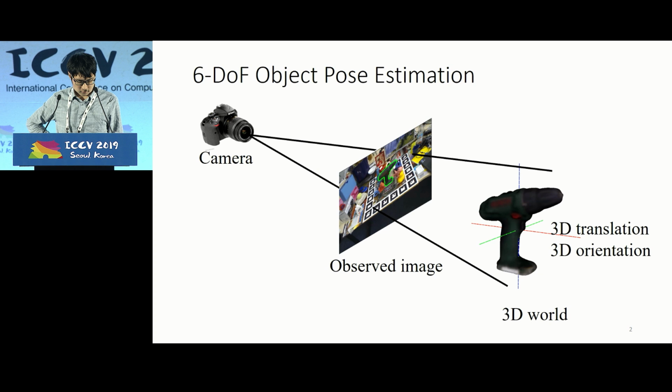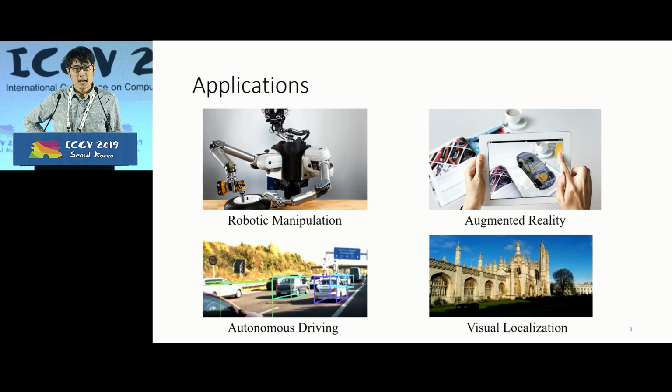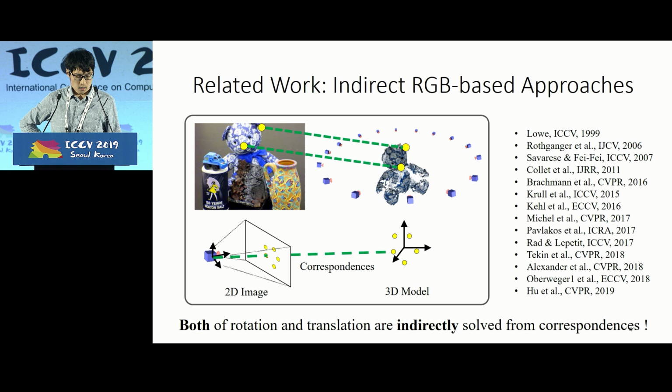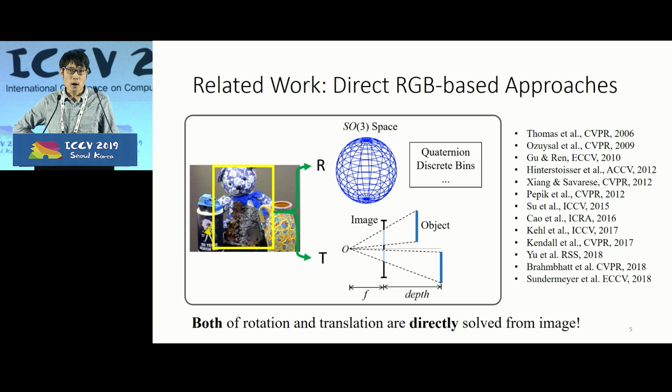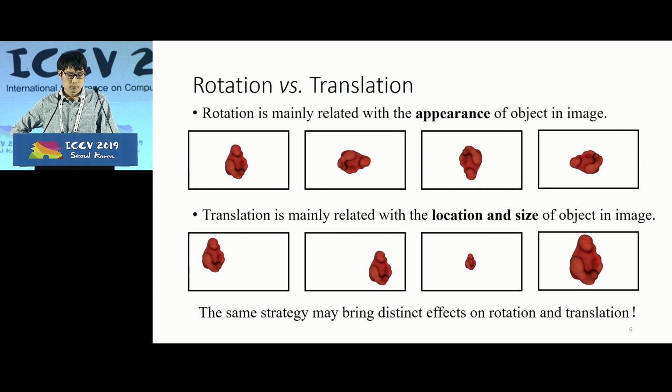Our task focuses on recovering rotation and translation from a single RGB image, which is still challenging. It has wide applications in the real world. Some people solve the problem by building correspondences between the 2D image and the 3D model, and then both the rotation and the translation are solved indirectly from correspondences. Differently, others try to solve the rotation and the translation directly from the image. However, rotation and translation have different properties, so the same treatment may bring different effects on them.